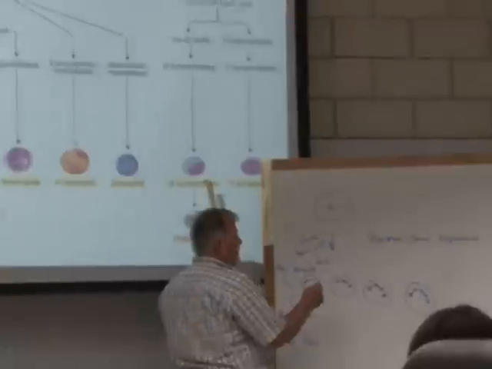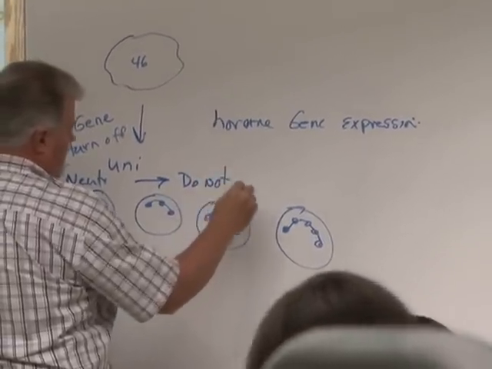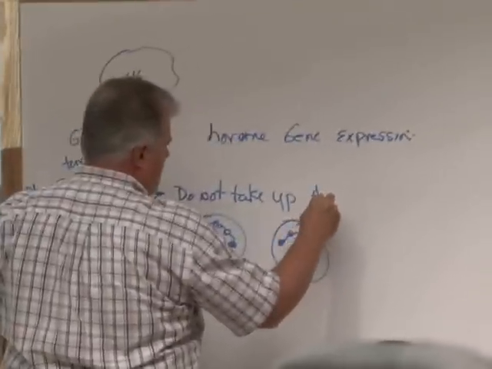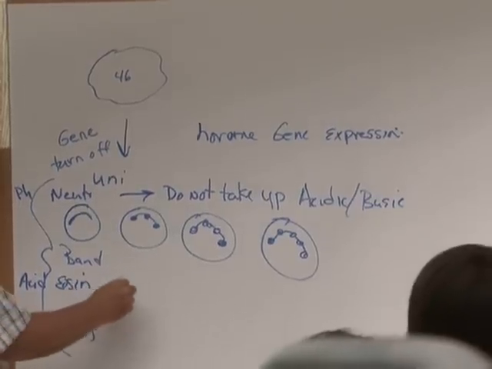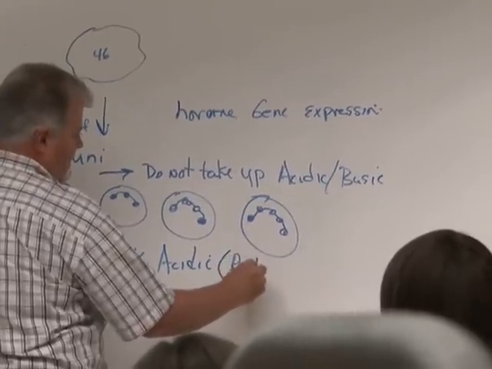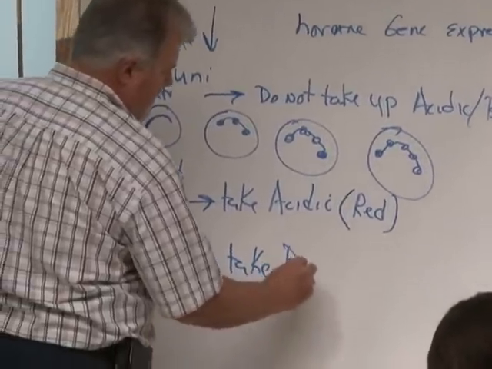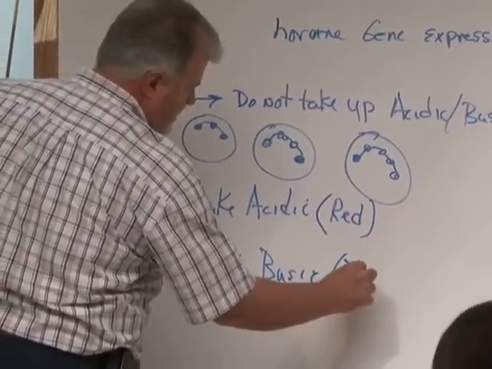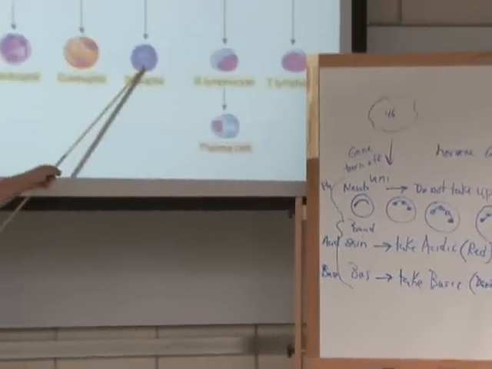So what happens is when you stain white blood cells, a neutrophil doesn't take up the stain. So it doesn't take up acidic or basic stains. An eosinophil takes an acidic stain. And the acidic stain is red. So what happens is the granules in an eosinophil become stained red. And that's what allows us to distinguish an eosinophil. A basophil takes up the basic stain. And the basic stain is dark blue. So what happens then is basophil granules become purple or dark blue.